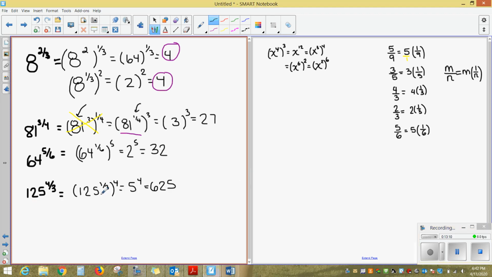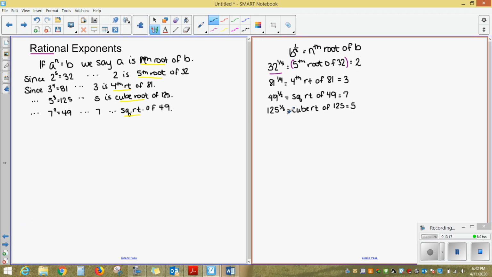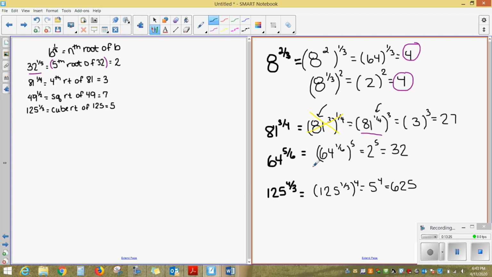Here we put the 1/3 on the inside and the 4 on the outside. We said on the page before this that the cube root, ooh, it made small again. The cube root of 125 is 5. Okay, that's what I was trying to do. The cube root of 125 is 5, and 5 to the 4th is 625. Okay, so practice these, and the next video is over rules of exponents.